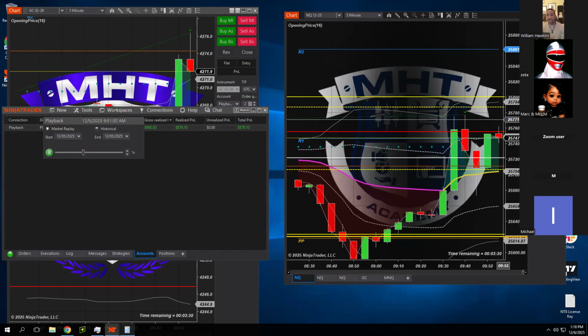The reason why I don't recommend it for a beginner is because you're paying more money up front per month for that eval. But once you pass it, there's no activation fee, there's no consistency rule, and you can withdraw money multiple times a day. So if you're a big dog trader, he can make 1,000 a day with that account and take out 1,000 a day. You know what I'm saying?